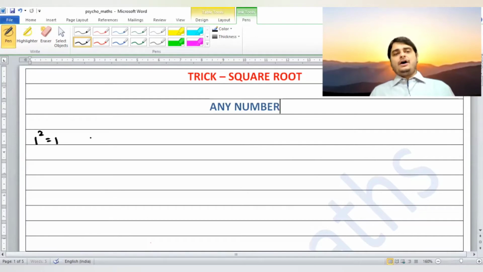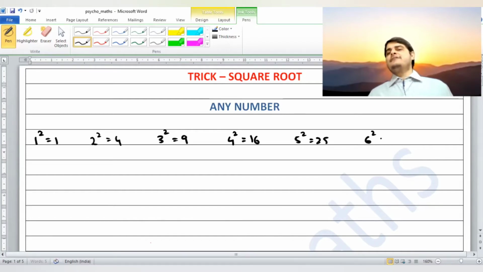The square of 2 is 4. The square of 3 is 9. The square of 4 is 16. Square of 5 is 25. Square of 6 is 36.